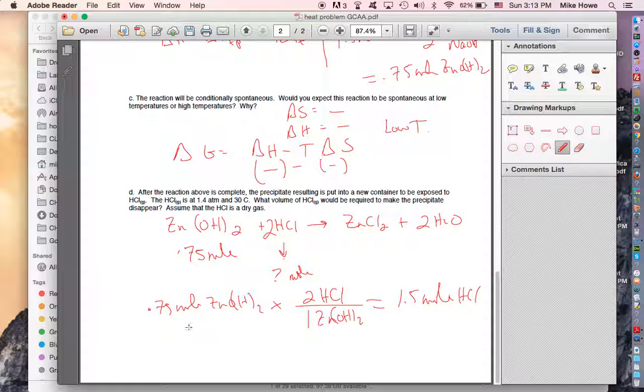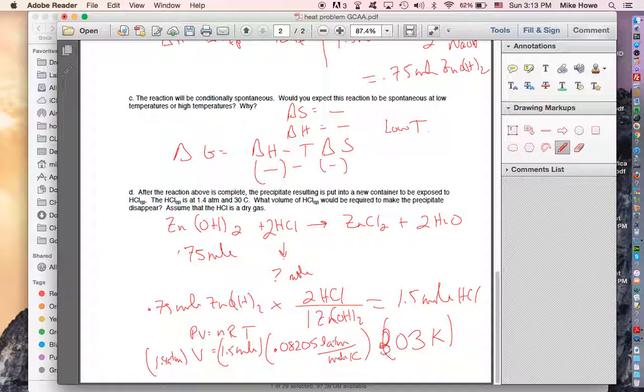So now, in our PV equals nRT formula, we know that the n is 1.5 moles. It says assume dry gas, so we don't have to worry about adjusting pressure, so we have 1.4 atmospheres. We don't know the volume, we're looking for that, let's put a V in there. Since we're in atmospheres, 0.08205 liter atmospheres over moles Kelvin. And the temperature would be 303 K. So then you just solve for V.